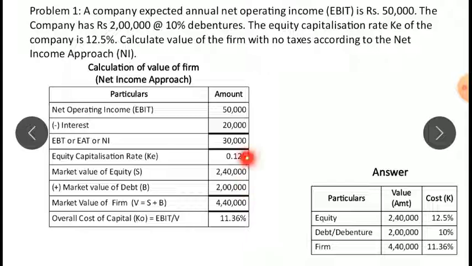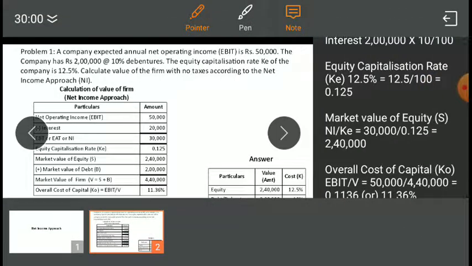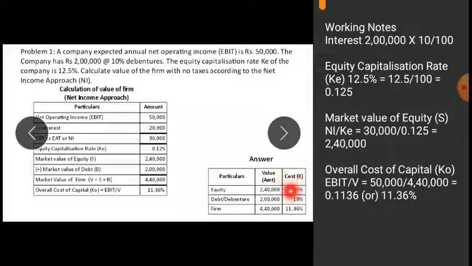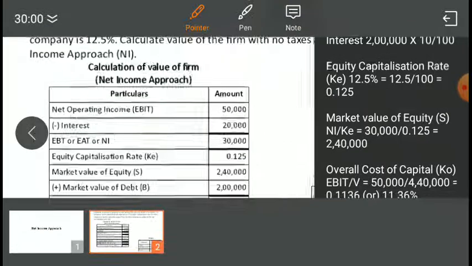By adding the market value of equity and market value of debt, we are able to get the market value of firm. We got the result of market value of firm, and next the overall capitalization rate. For calculating total capitalization rate, we have to go with another formula. That formula is EBIT divided by value of the firm. EBIT is here, which is given in the problem, and 4,40,000 which I have found out by various steps.